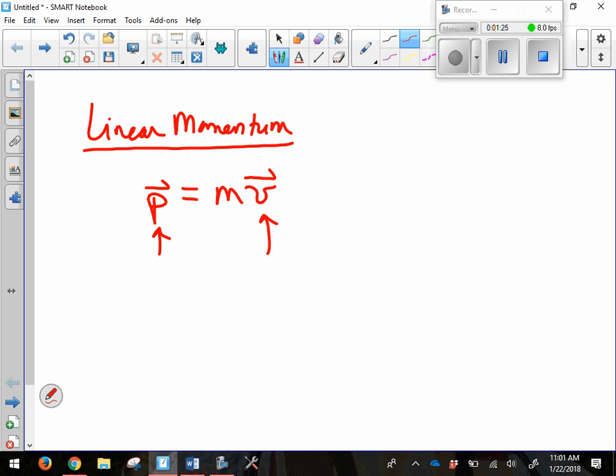Note that because it's a vector, we talk about the momentum in each direction separately. And as we'll talk about in a minute, that means that we can conserve the momentum in each direction separately. We talked a little bit about how the units for momentum are nothing special. They're just kilogram meters per second, which is what you get when you multiply together the units for m and v.